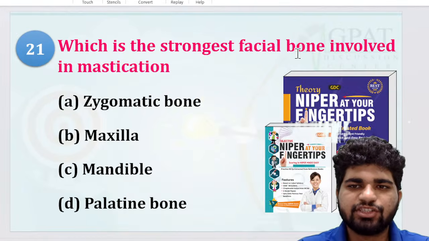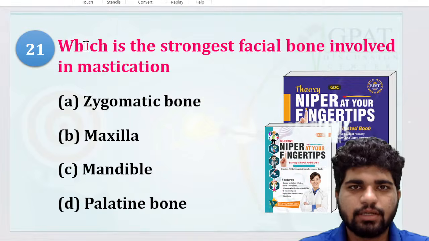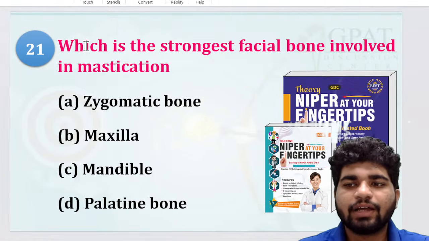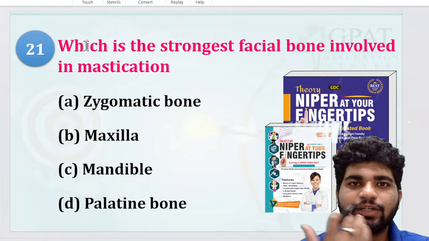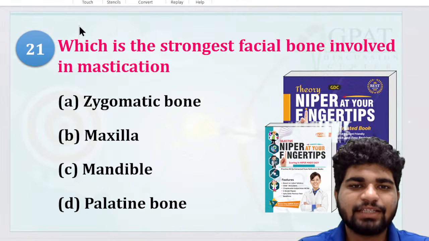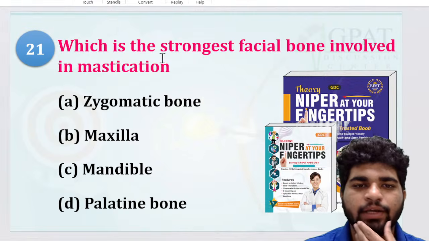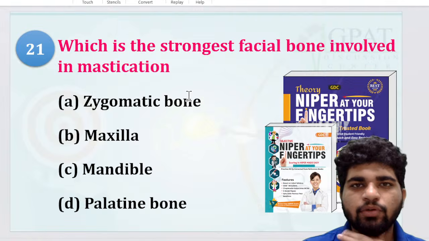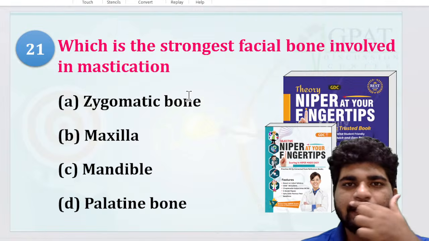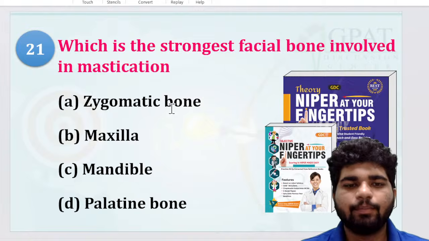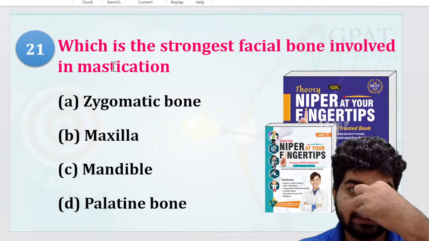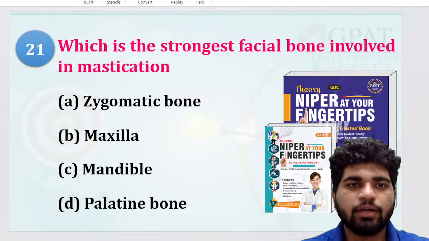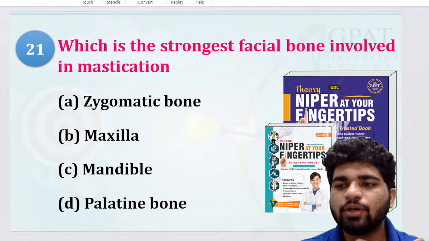Which is the strongest facial bone involved in mastication, right? Mastication is just when you grind something through your teeth, right? That's your mastication. Which is the strongest facial bone over here? Is it your zygomatic bone? This is your zygomatic bone. Maxilla, upper lips. Mandible, this one. Palatine bone, these ones are your palatine bone. Okay. So what is that? Obviously, it would be your mandible only.